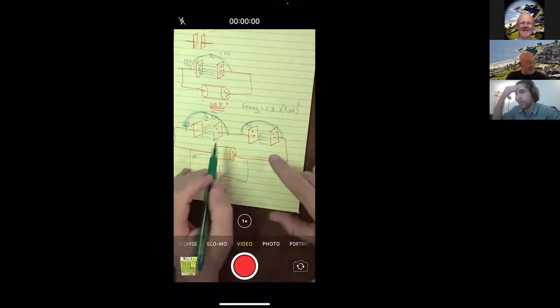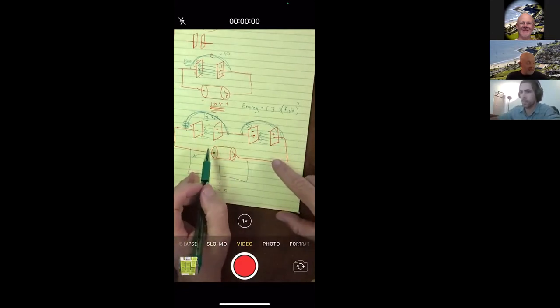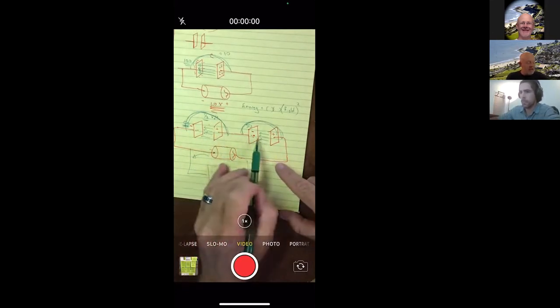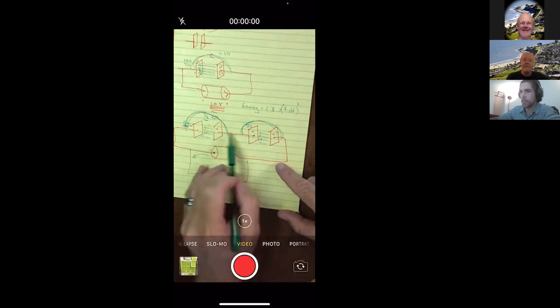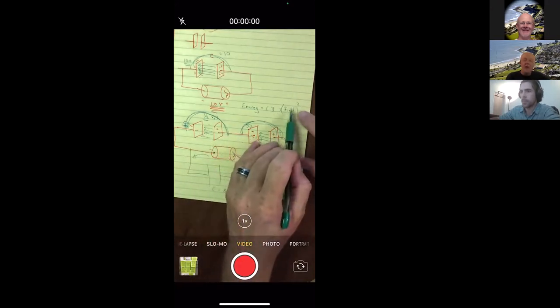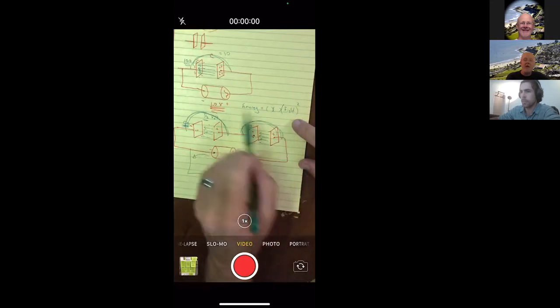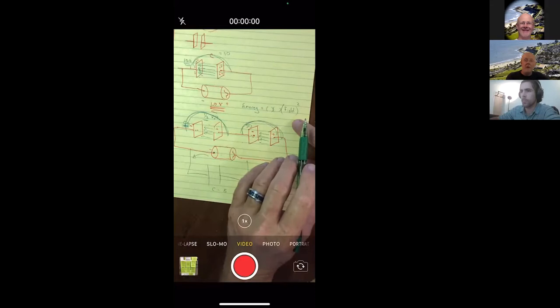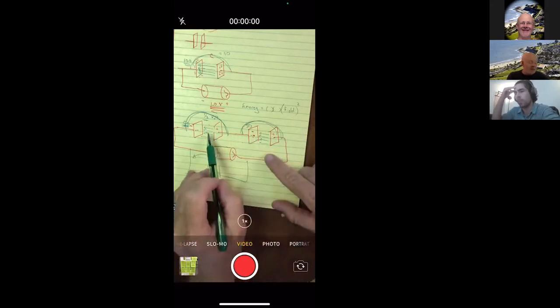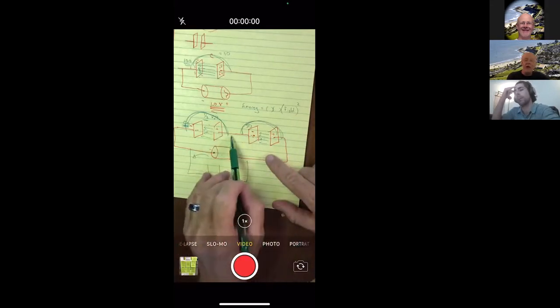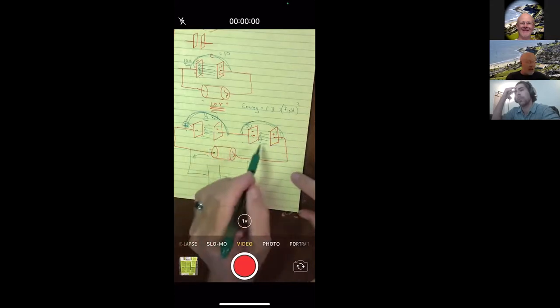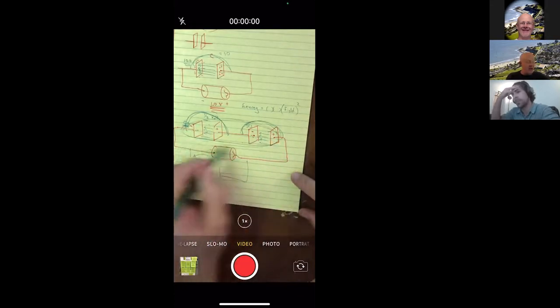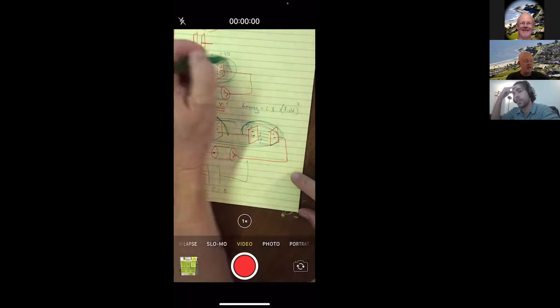So if the field is cut in half and you square it, that's 1/4 of the energy on each one of these. So it's 1/4 times 2, and that's 1/2. So there's half as much energy in this configuration compared to this configuration.